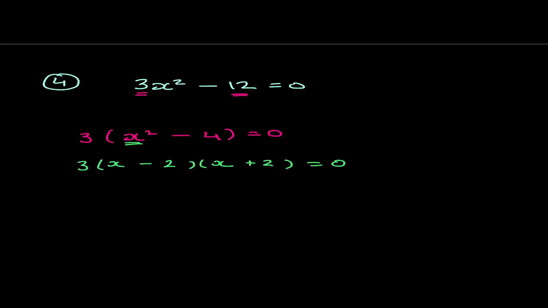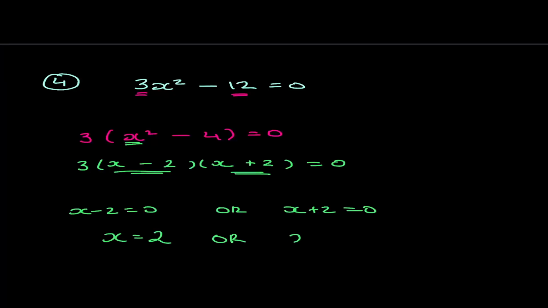And then if it asked you to solve that, you would say that either this factor equals 0 or that factor equals 0. So either x minus 2 equals 0 or x plus 2 equals 0. And if you rearrange that, you get x equals 2 or x equals negative 2. Tick, tick. Well done. That one was a nice fun one.